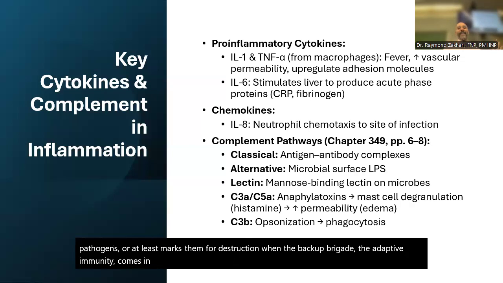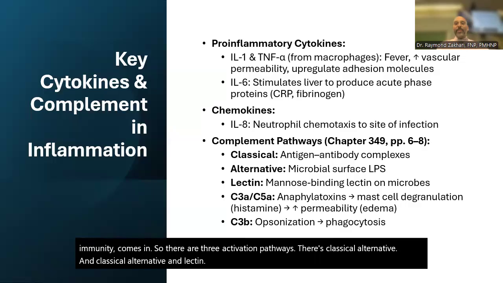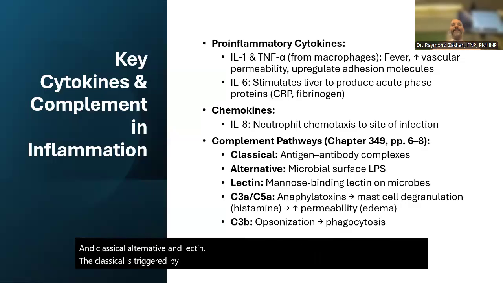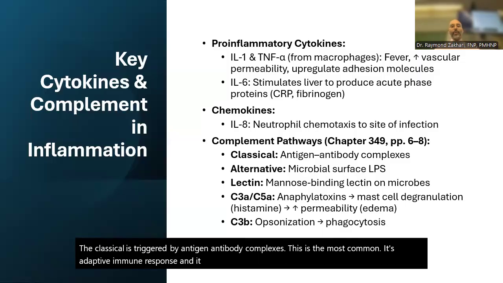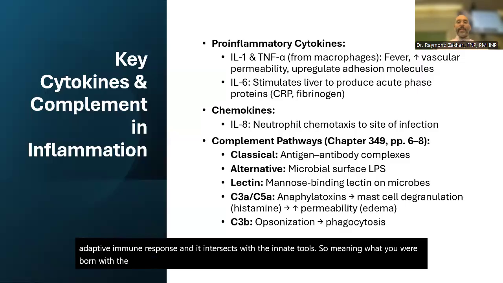So there are three activation pathways: classical, alternative, and lectin. The classical is triggered by antigen-antibody complexes. This is the most common. It's adaptive immune response, and it intersects with the innate tools, so meaning what you were born with. The alternative is when it's initiated by microbial surfaces. So this is, oh, strep again. Here we go. We understand, we recognize. Let's move forth.